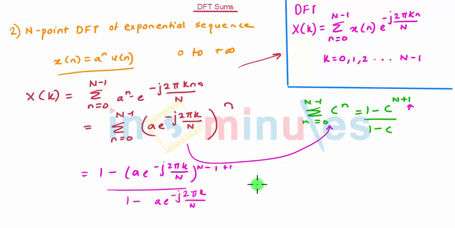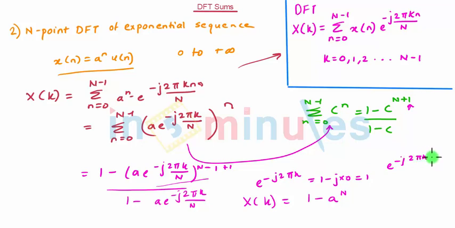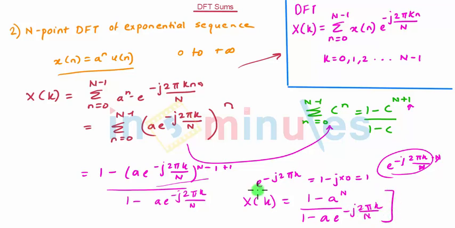Now we know that e raised to minus j 2 pi k is equal to 1 minus j into 0, that is 1. So finally, we get x of k as 1 minus a raised to N, as here, when we substitute and expand this term, e raised to minus j 2 pi k into N upon N. N and N get cancelled, so it remains with e raised to minus j 2 pi k. And in the denominator, we get 1 minus a e raised to minus j 2 pi k upon capital N. So this is the final DFT which we obtain after applying this general formula.